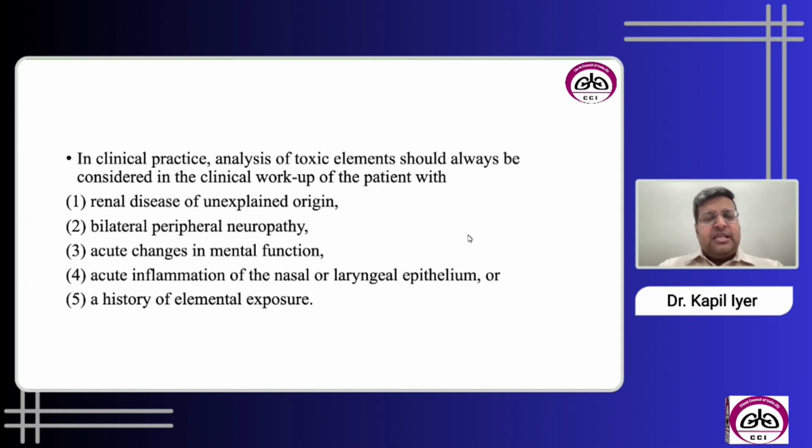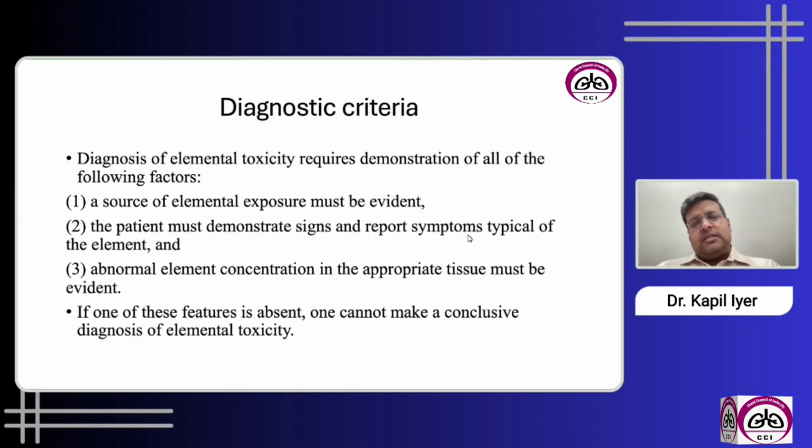So first is renal disease of unexplained origin. Second is bilateral peripheral neuropathy. Third is any acute change in mental function. Fourth is an acute inflammation of the nasal and/or laryngeal epithelium. And obviously all of these on the background of a history of elemental exposure. So as you can see, the primary effect is actually extrapulmonary. The only one in the pulmonary is nasal and laryngeal cartilage and epithelial inflammation, which can be seen in these patients.